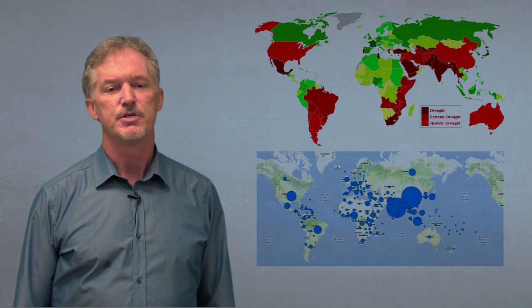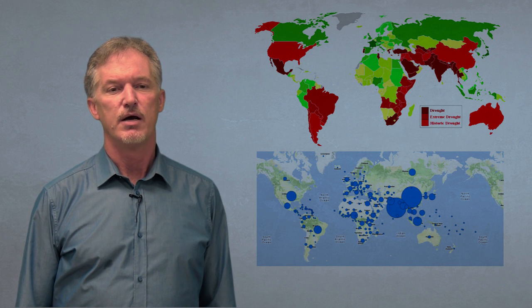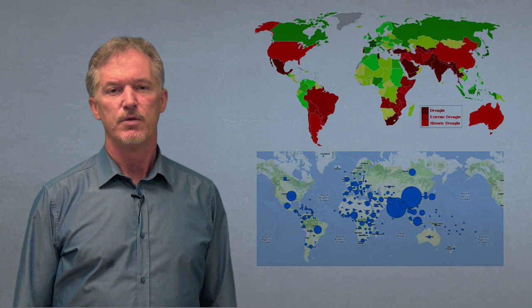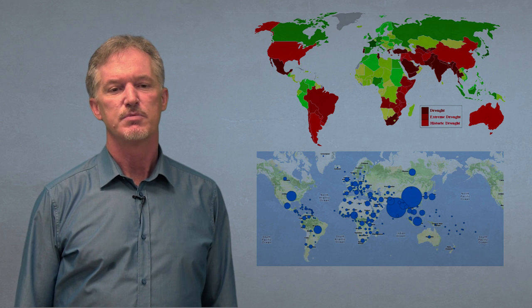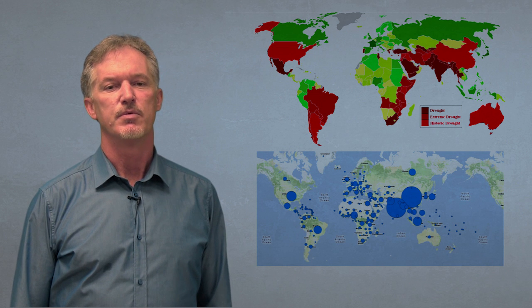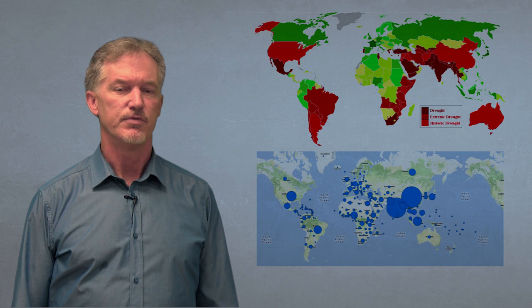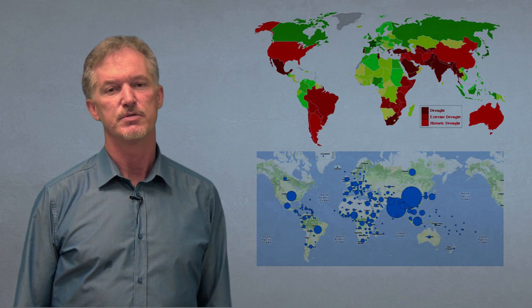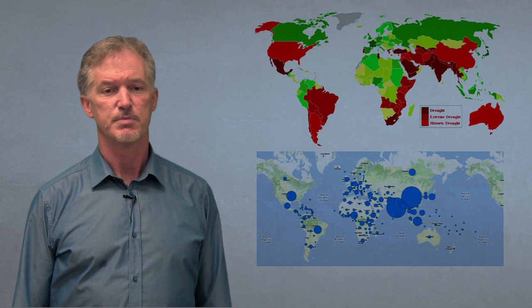Here are two maps that show the distribution of drought in the world and the distribution of population in the world. And you can see that some of the most populated areas are also areas that are subject to some of the most severe droughts. And that's going to have a significant impact on the food supply for those areas where the food is most necessary. That's going to be an issue that's going to get worse before it gets better.